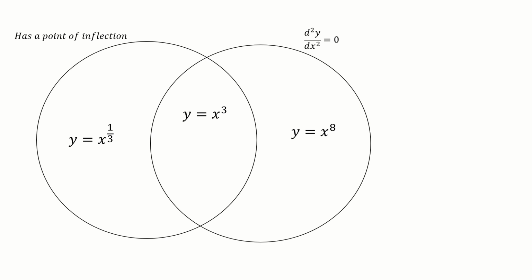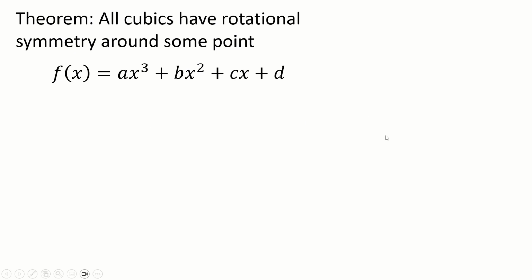Okay, so I want to talk about something slightly different now, which maybe I shouldn't have left to last because I think it's the most interesting thing about all of this. There's a theorem here that says all cubics have rotational symmetry around some point. So I'm talking about something completely different now. If you take a cubic, picture a cubic in your mind, there's some point on that cubic by which you can rotate it all the way around, and it will have rotational symmetry of order 2. Let's just prove that really quickly.